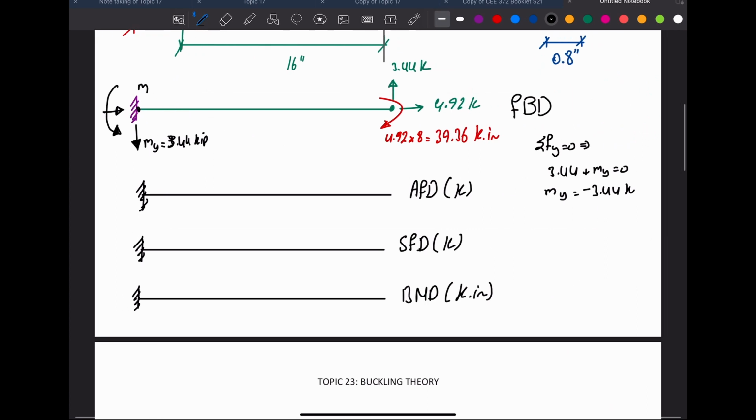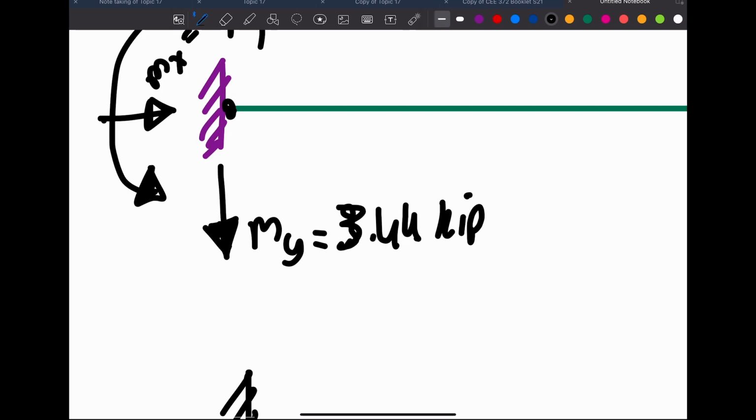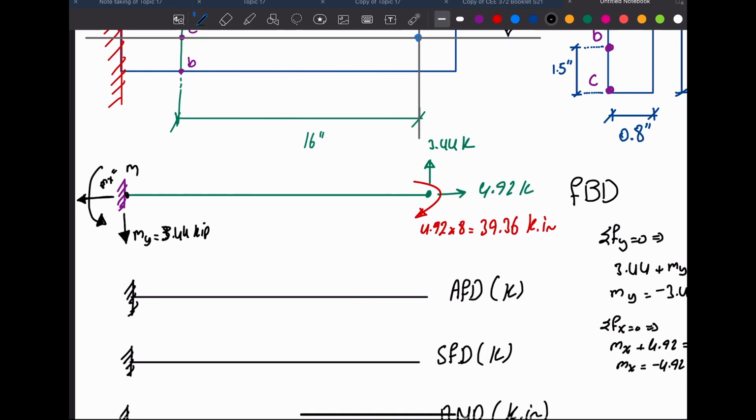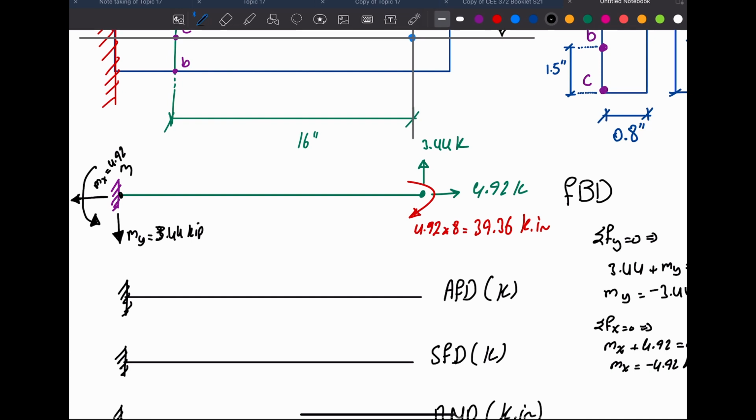Okay, axial force, I'll take summation of x equal to 0, and then I do have Mx here, not momentum at x, it's just Mx, the unknown, and I have Mx plus 4.92 equal to 0. And also Mx is going to be negative 4.92 kips, which means I assumed the direction in the wrong direction, so I'm going to put the arrow this way, and Mx is going to be 4.92 kip.